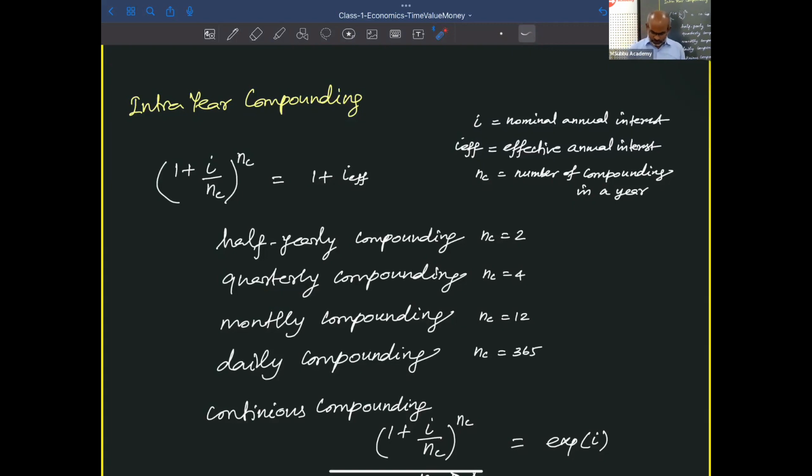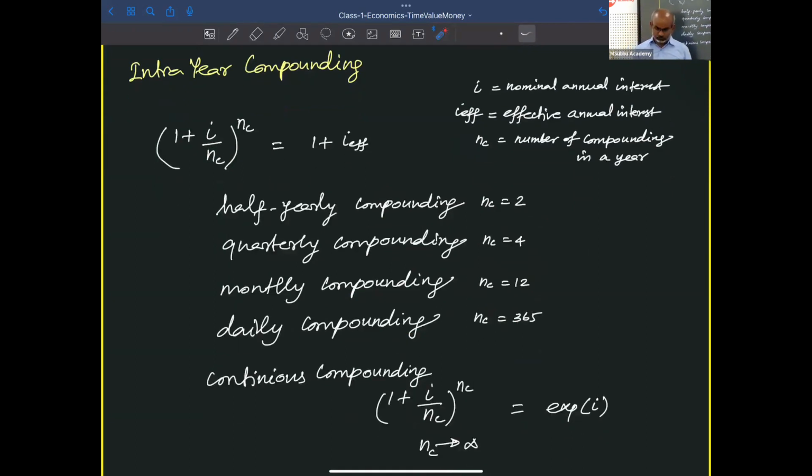So this I refers to the nominal annual interest rate, and NC refers to the number of compounding periods in a year. For half-yearly compounding, NC equals 2. Otherwise, interest is added at the end of every 6 months. For quarterly compounding, there are 4 quarters in a year, and for monthly compounding, there are 12 months in a year. And like that, we can also do daily compounding.